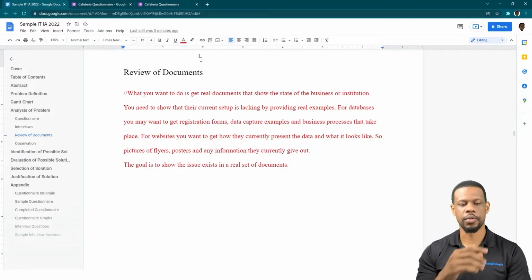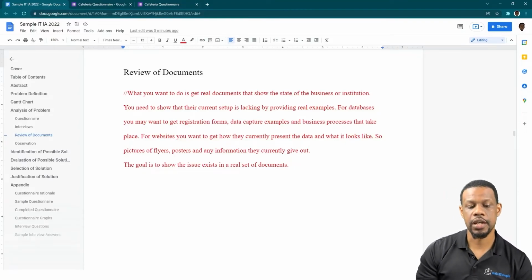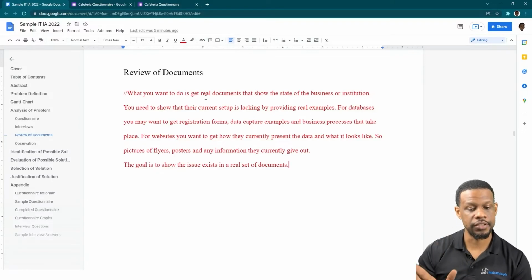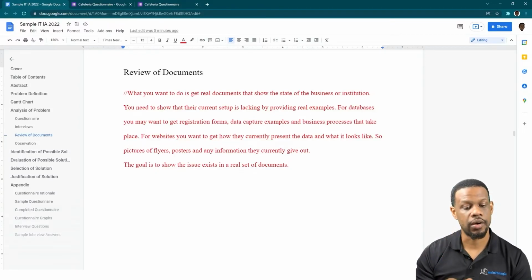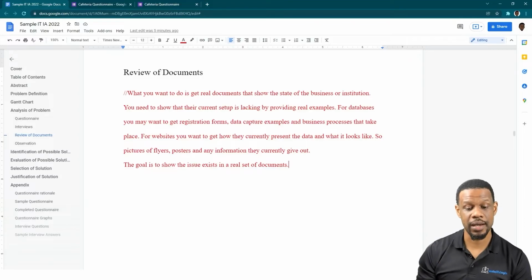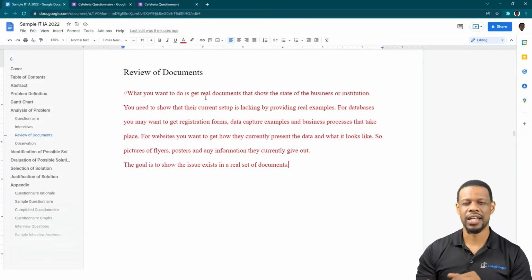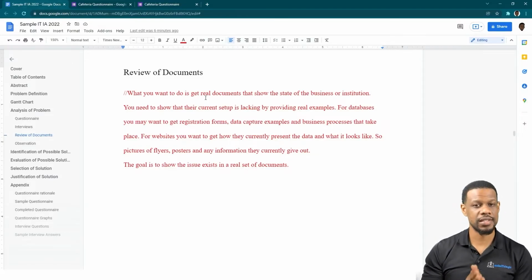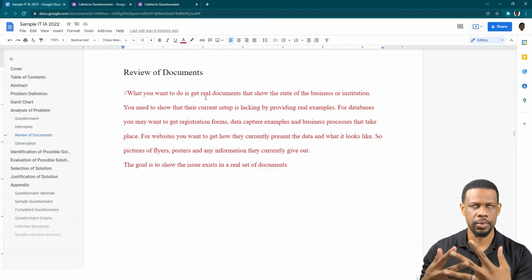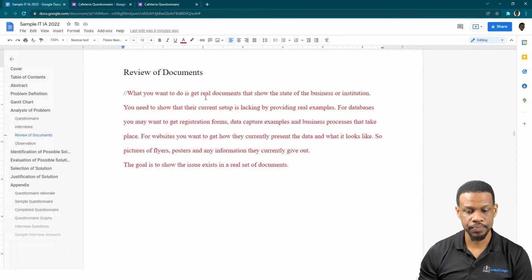So with the review of documents, what you want to do is get real documents that show the state of the business or institution. You need to show their current setup is lacking by providing real examples. For databases, you might want to get registration forms, data capture examples, something that shows the business process. If you're going down the road of a database, you want to show that those things are the problems, where you're trying to find the inefficiencies in the system.